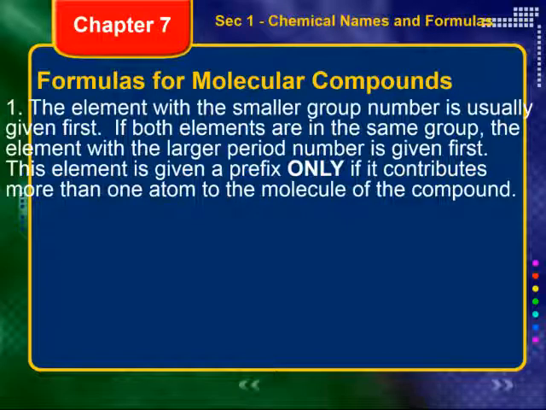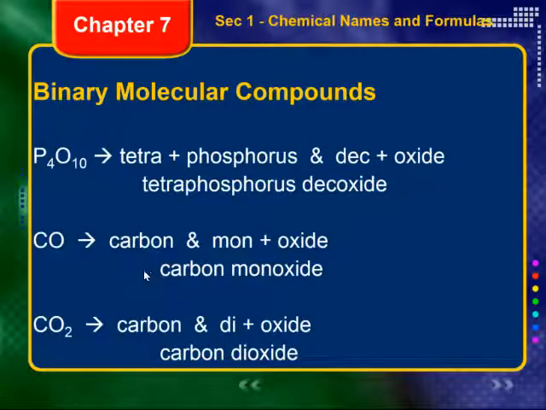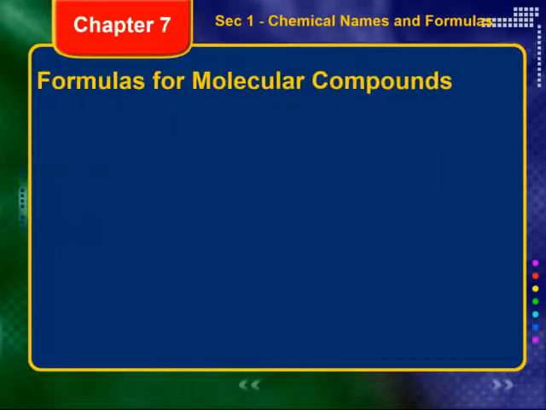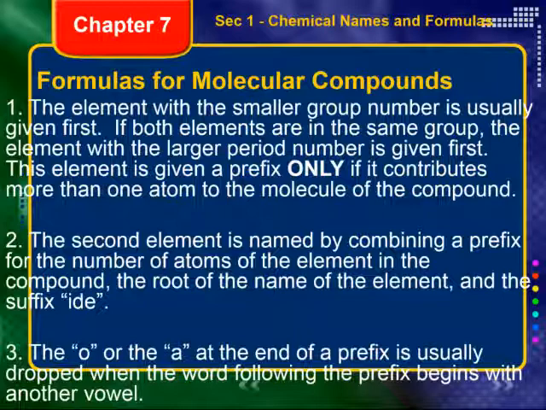In terms of the element that is listed first, you might ask, how do I know which element to list first? You list the element first that has the smaller group number, basically the element that's further to the left. Now, that element that's further to the left, the one that you list first, you only give it a prefix if it contributes more than one atom to the molecule. Notice if we go back, I did not write monocarbon monoxide, monocarbon dioxide, because the first element listed only contributes one atom, so we simply don't include the mono. I hope you don't get thrown by that.